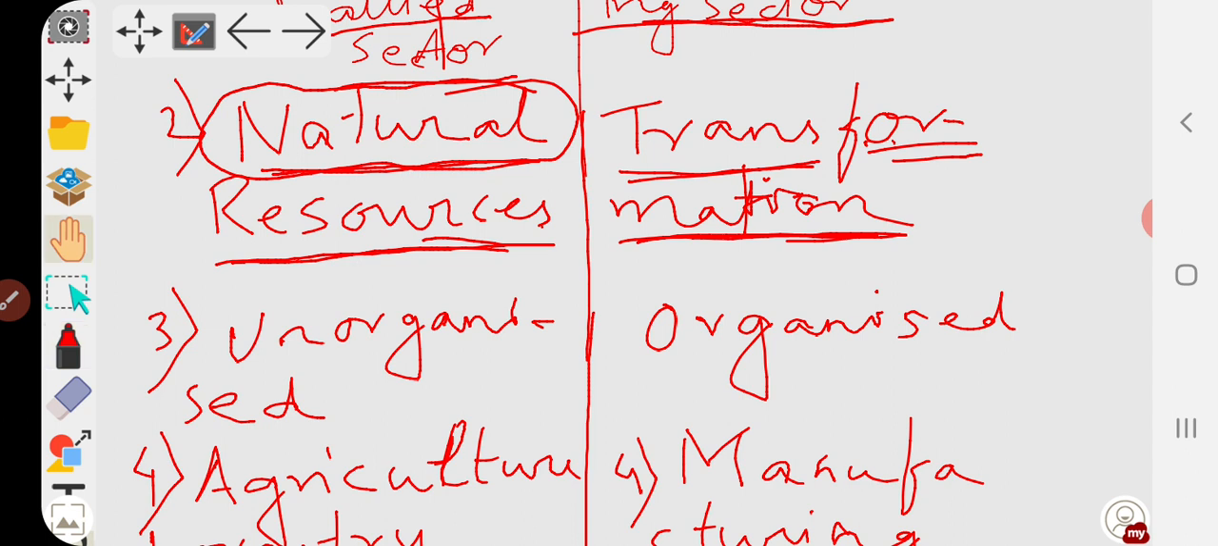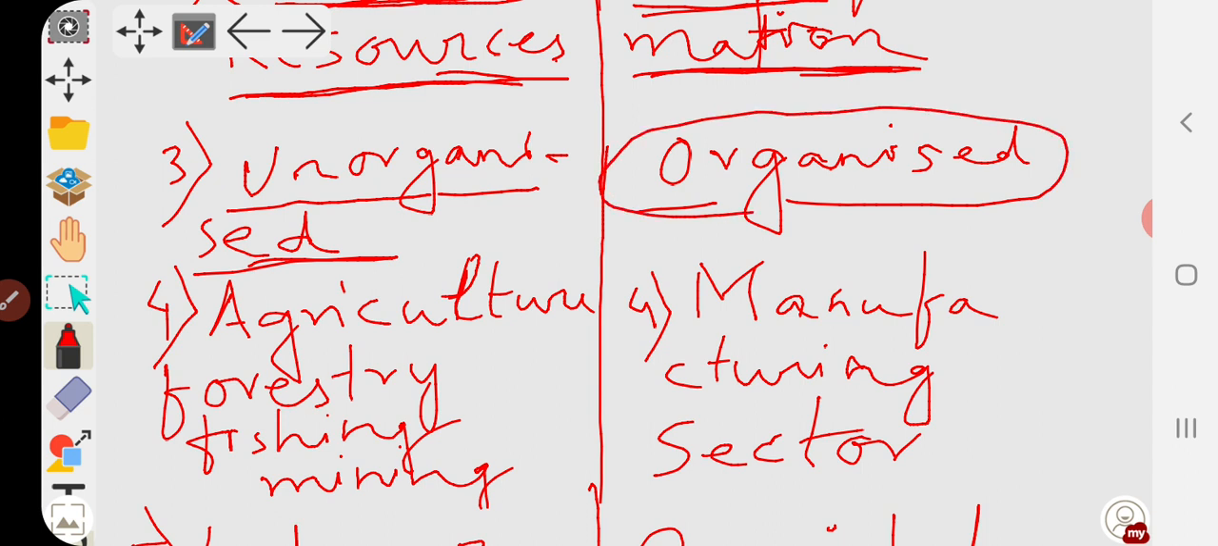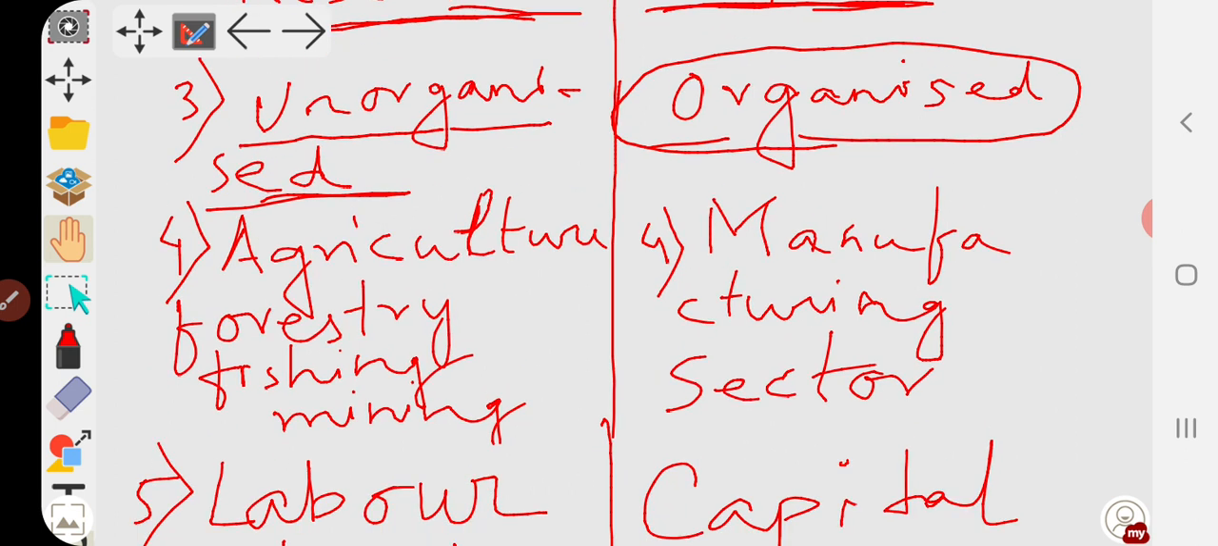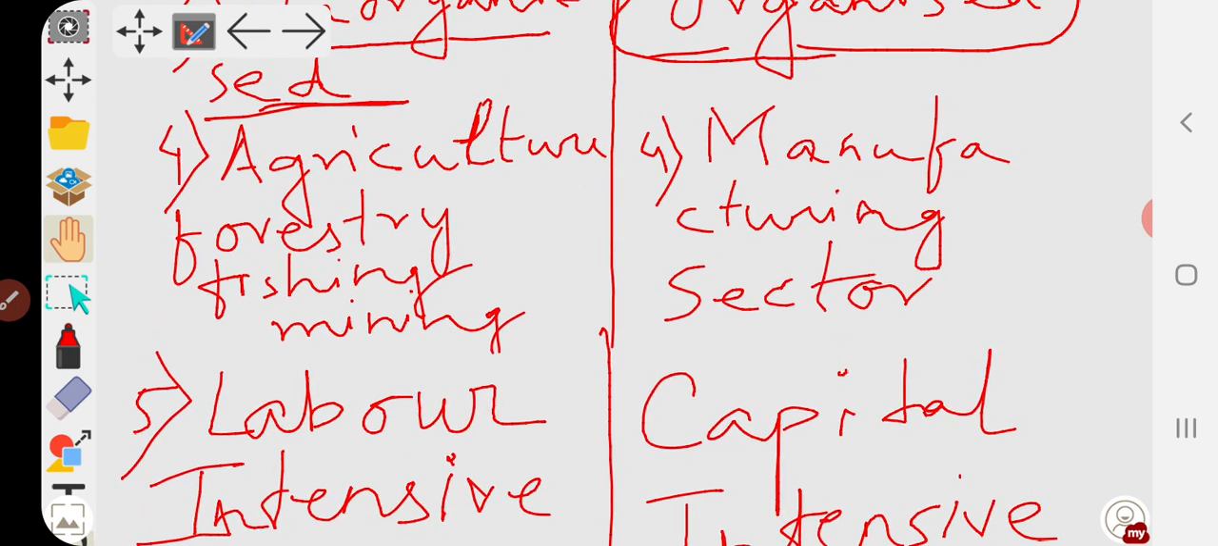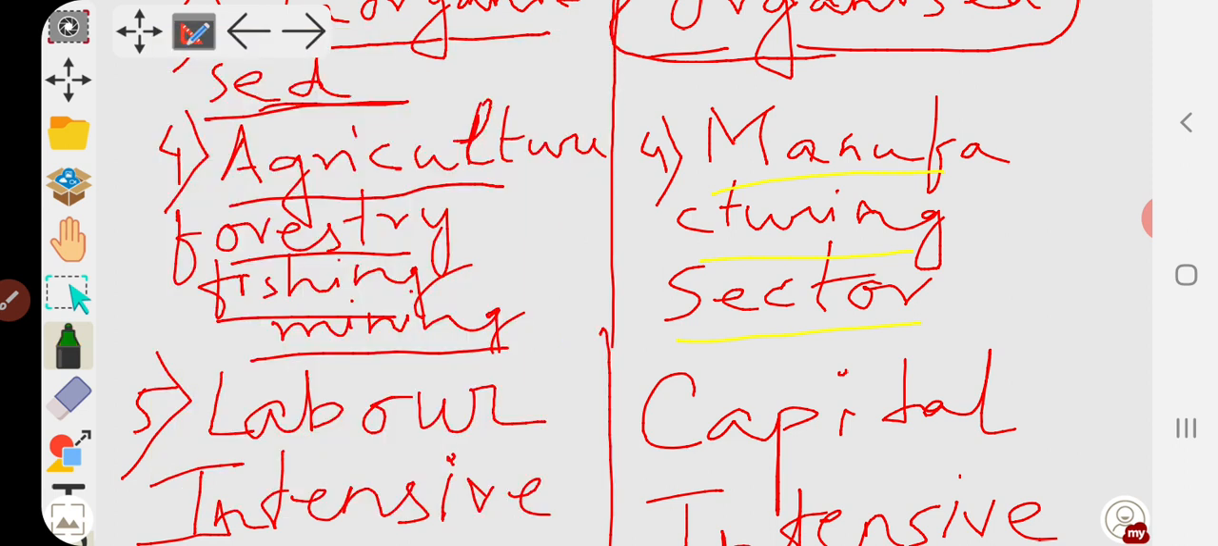Now the third difference, agriculture or primary sector is basically traditional and unorganized. But a secondary sector is having much better techniques and is an organized sector. Next, what are the activities that come under the primary sector? As we all know, agriculture, forestry, fishing, mining, animal husbandry, all these are included. And the secondary sector includes manufacturing units, which can be of small scale, large scale, or multinational companies. All these come under the secondary sector.